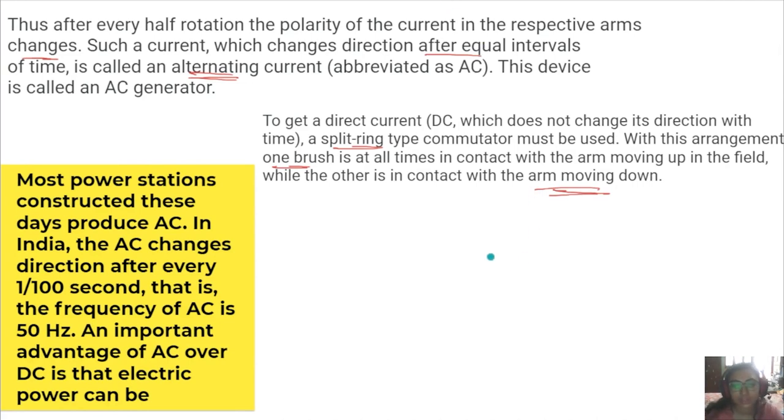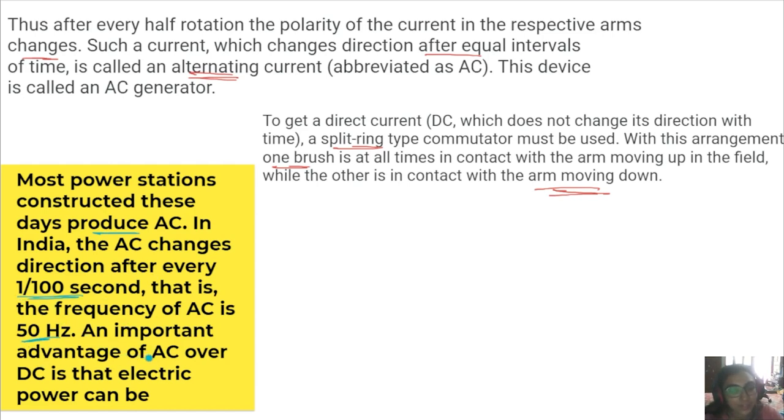You know that as and when the direction of the current is reversed, the force exerted is reversed, and at the same time when the motion is reversed, again the current induced will be reversed. Most power stations constructed these days produce AC. In India, the AC changes direction after every 1/100 second. That is, the frequency of AC is 50 Hz.